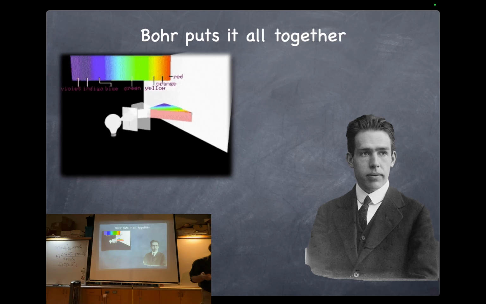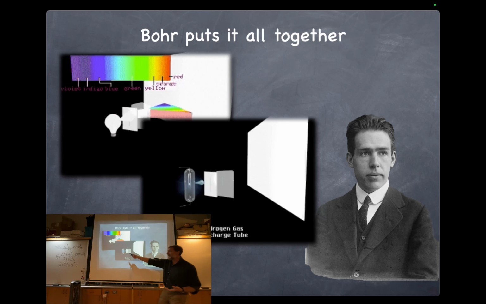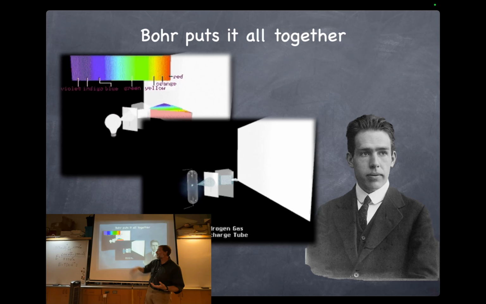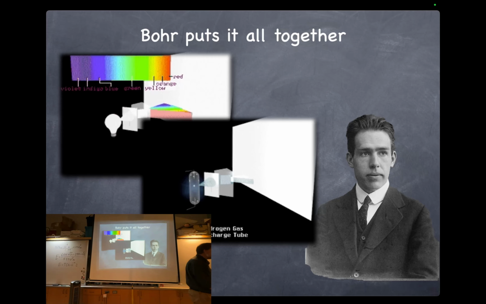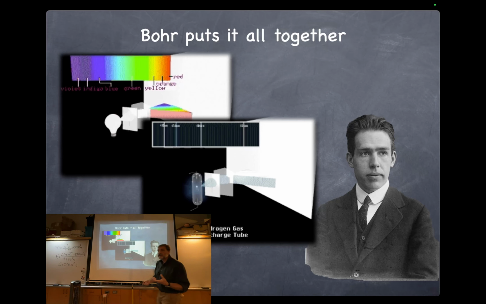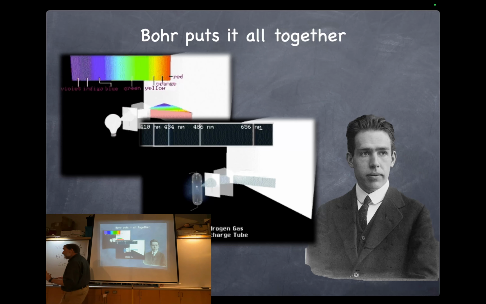But if you take something like a neon light, and instead of using neon, you put hydrogen in here, you shoot high voltage electricity through the hydrogen gas. Instead of getting a full rainbow spectrum, you get only a small handful of individual wavelengths. This emission spectrum is a unique fingerprint for each element. Each element gives you a different pattern of light.